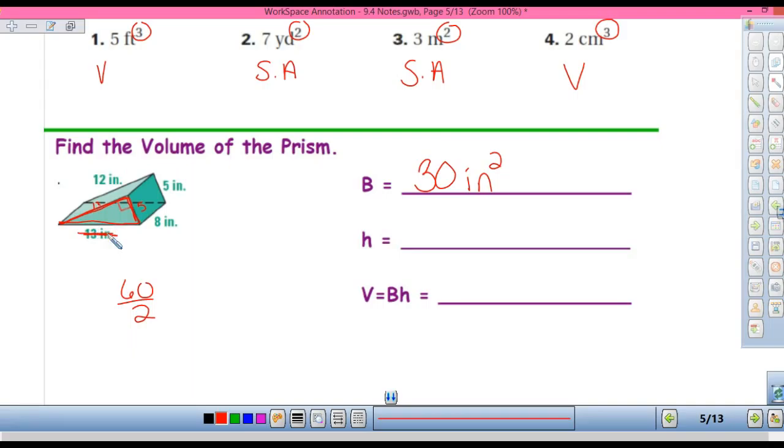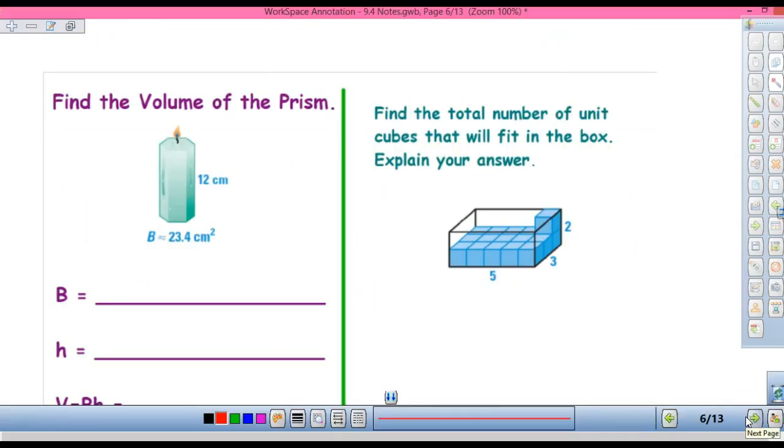Now you have to be careful because it throws in this 13, which really isn't anything, because your height is going to be your distance between your two bases. So your height is 8 inches. Okay, so now to find the volume, you're taking the area of your base, which is 30, times your height, which is 8, and you've got 240 inches cubed. Okay, so not super hard.